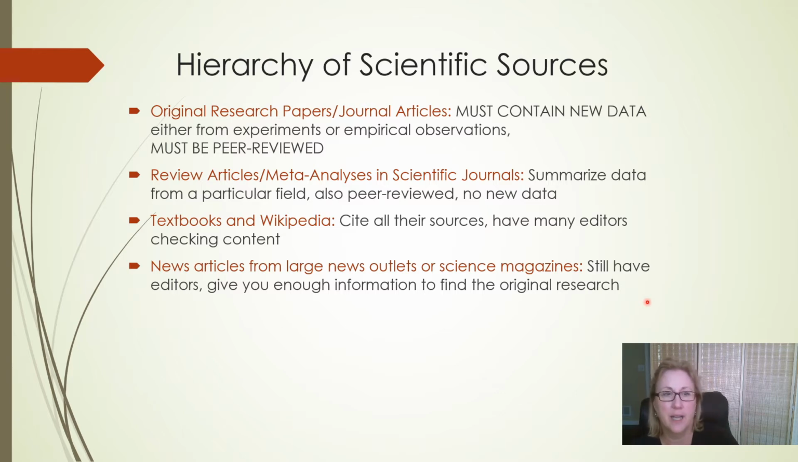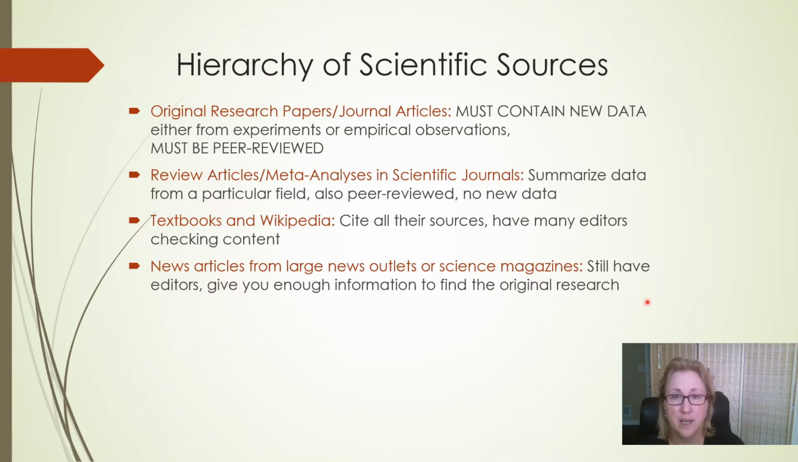The next level down in reliability would be news articles from large news outlets like the Chicago Tribune or CNN, or science magazines, magazines that don't publish new data, but are dedicated to reporting scientific discoveries. One of them is called Science News. There's Scientific American, which you might have heard about. These often have opinion pieces and editorials as well, but they're not reporting new data. These science magazines don't have any original research papers in them. They are reporting discoveries of other people.